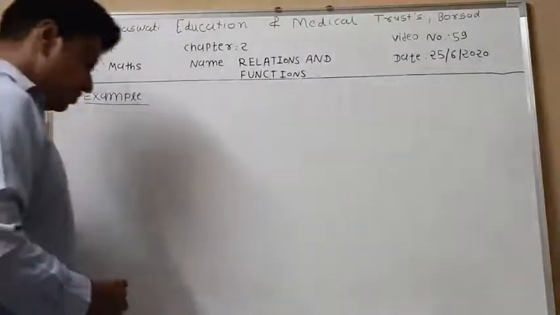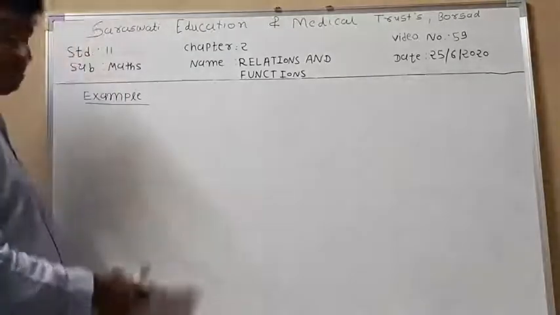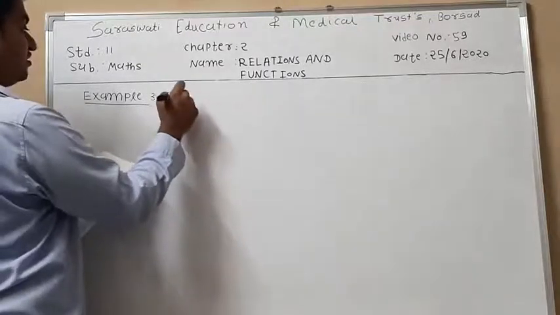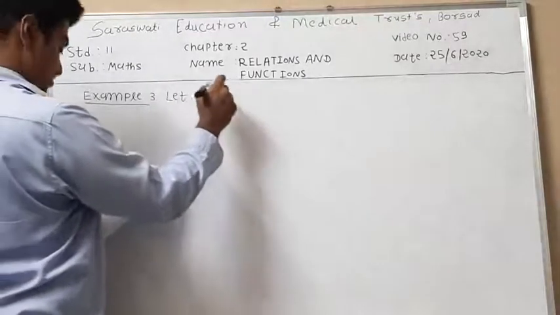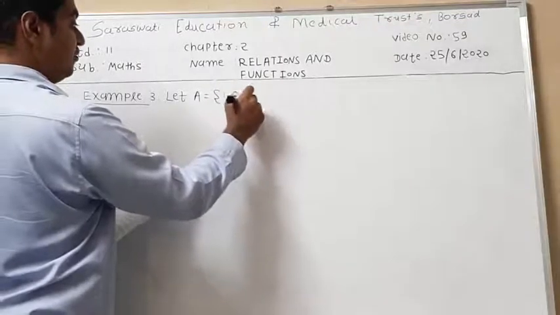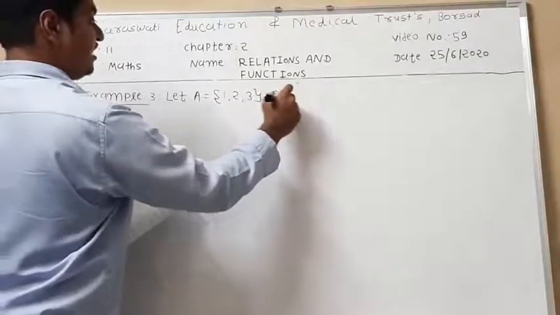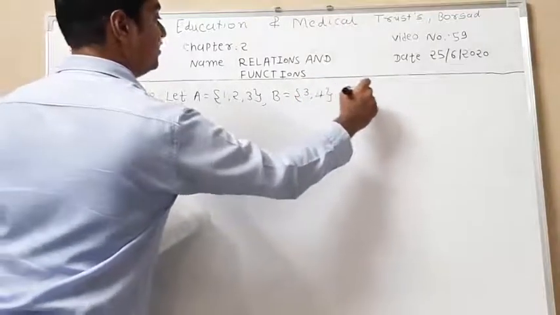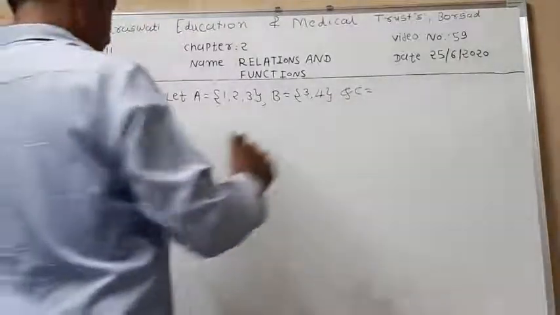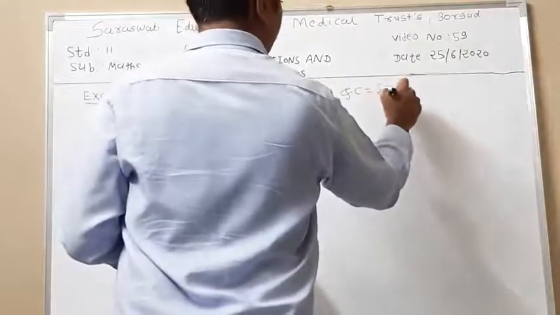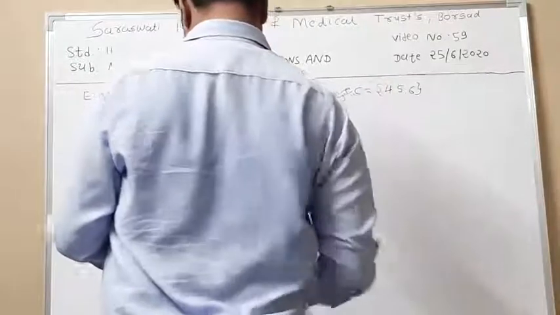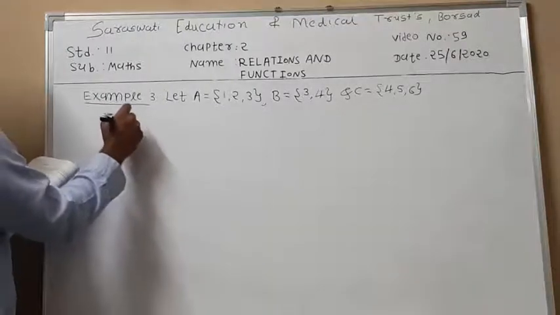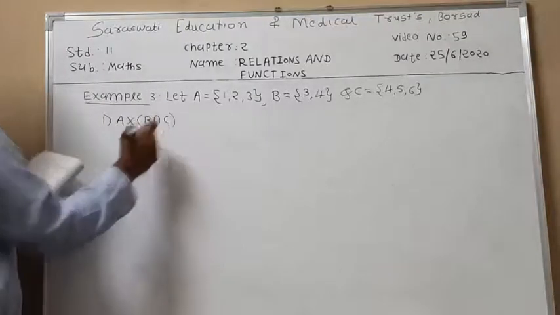In example number 3, three sets are present. Let the first set A be equal to {1, 2, 3}. In set B, two elements are present, {3, 4}, and set C is equal to {4, 5, 6}, three elements are present. Our first question, find A Cartesian product of B intersection C.